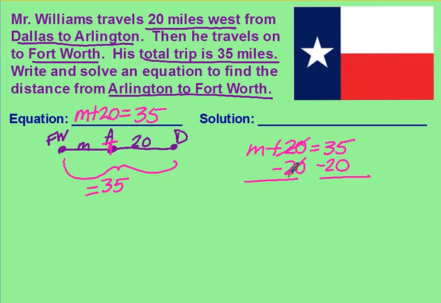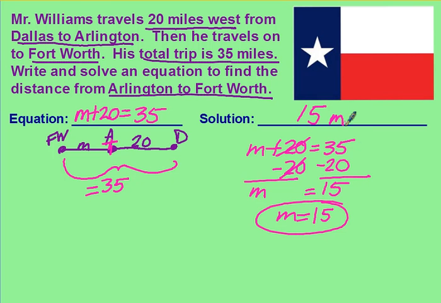So a positive 20 and a negative 20 will cancel each other out, leaving M on this side of the equation. Bring down your equal sign, 15 on this side. So M equals 15 is the math solution. Use that to answer your word problem in words. Always answer word problems with words. So how far is it from Arlington to Fort Worth? It is 15 miles. Now if you put that back in your equation or your picture, you'll be able to check yourself. If you see that this was 15 and we had added 20, we would have gotten 35.